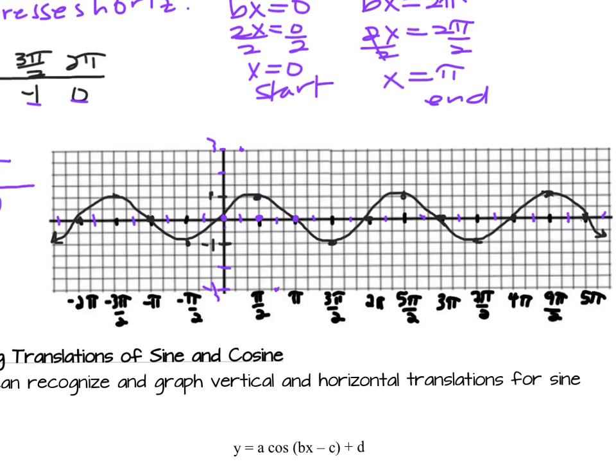And now we have to continue this pattern. So after pi, that next purple mark, I'm going to go up to 3. And then at 3 pi over 2, back to 0. Purple dash mark down to -3. 2 pi, back to 0. Up, back to 0. All the way down, back to 0.